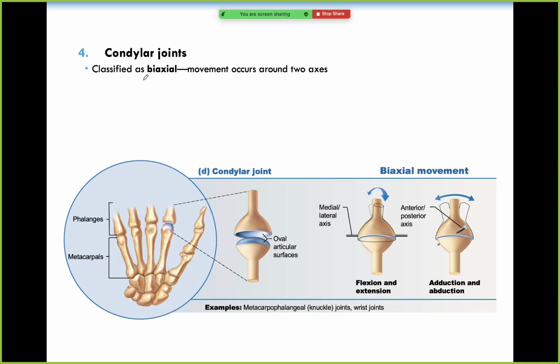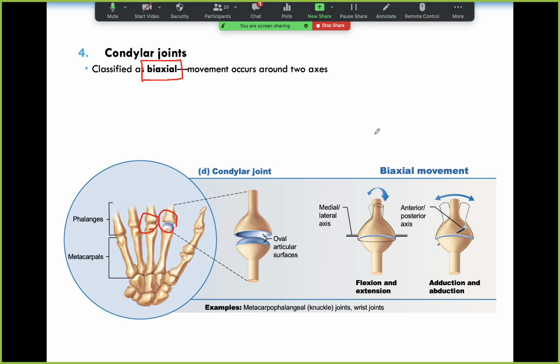Condylar joints, these are called biaxial joints because they can move in two different axes. And these are going to be found between the metacarpals and the phalanges. So these are where your knuckles would be found. If you take your finger, you can move it front and back and left and right. That is considered a biaxial joint.